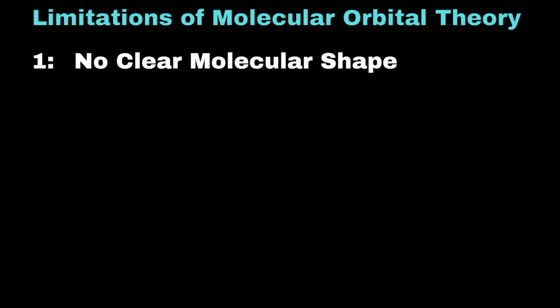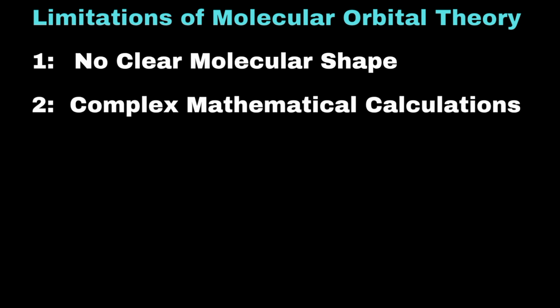Now moving towards limitations of molecular orbital theory. It has several important limitations. Number 1. No clear molecular shape. It does not explain the exact shapes of molecules, unlike VSEPR theory. Number 2. Complex mathematical calculations. The theory relies on advanced math, making it difficult to apply.